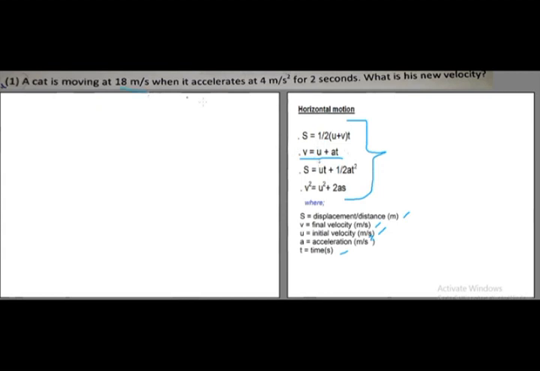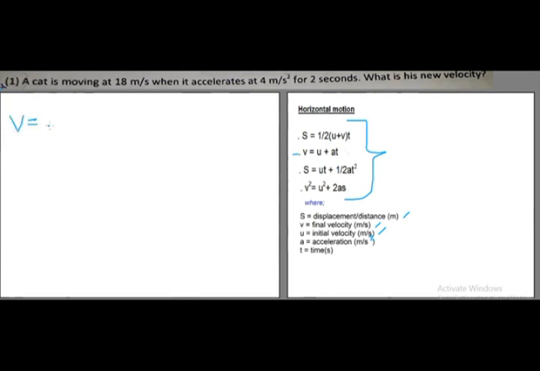18 meters per second, and we're given the acceleration, which is 4 meters per second squared, and we're given the time, which is 2 seconds. And we are to find the final velocity, which is v, the new velocity. And you can see the other 3 equations involve displacement, where the question is not involving displacement. So we disregard the other equations. Now we can go ahead and solve the problem. We'll use this equation.